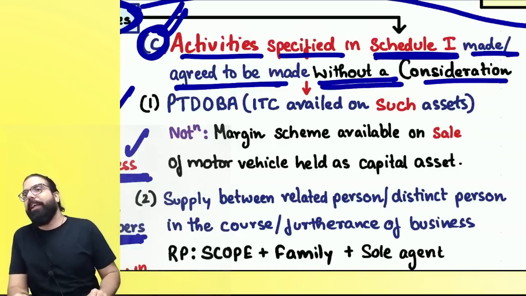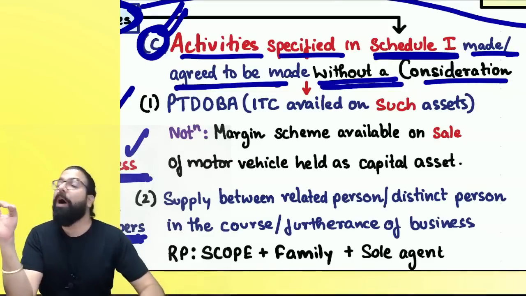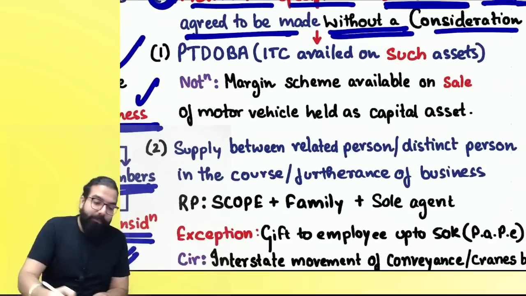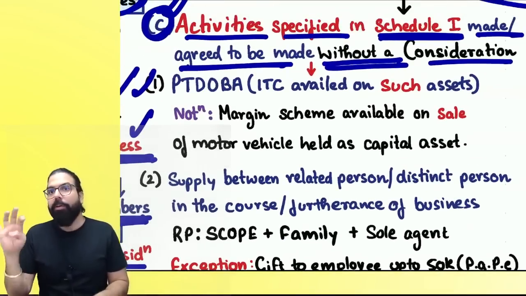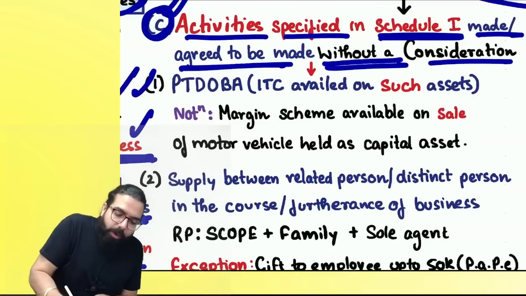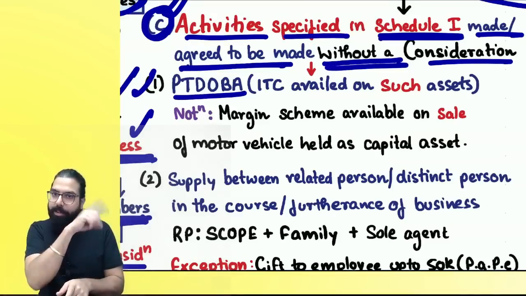Baba, there are 4 activities told in Schedule 1. Even if you do those 4 activities without consideration, they will still be considered as supply. Remember, Schedule 1 has 4 activities. Number 1, permanent transfer or disposal of business asset. The full forms are already there in the mnemonic sheet.